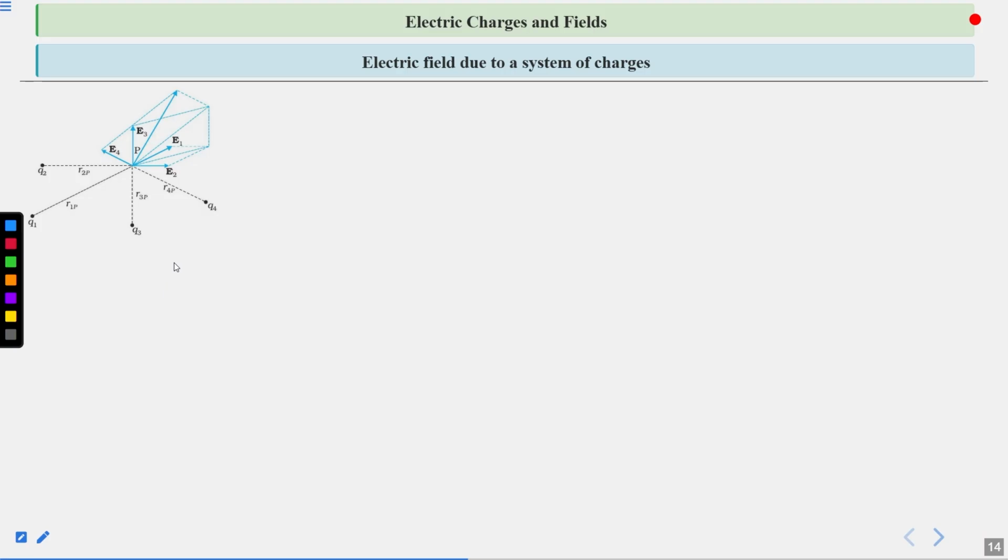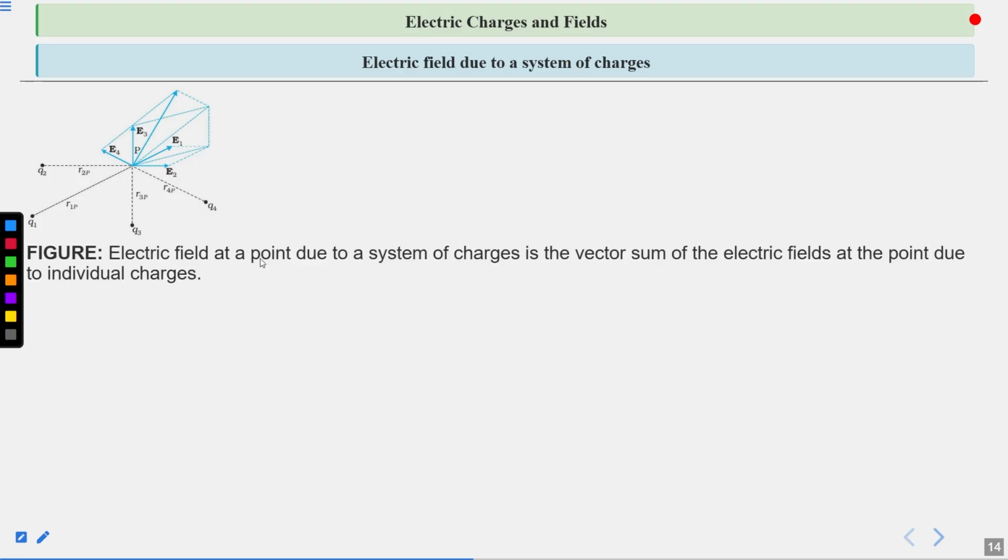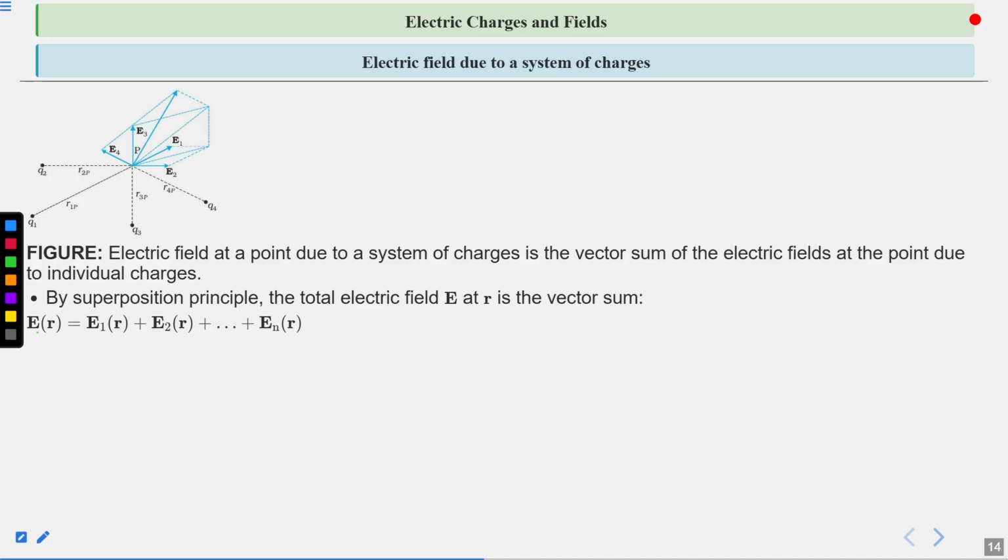So look at here. We already know this. By the superposition principle, the total electric field E at R is the vector sum. Clear? Vector sum of E. When we find the vector sum of the E at R, that is the total electric field. So E of R is the total electric field due to multiple charges.